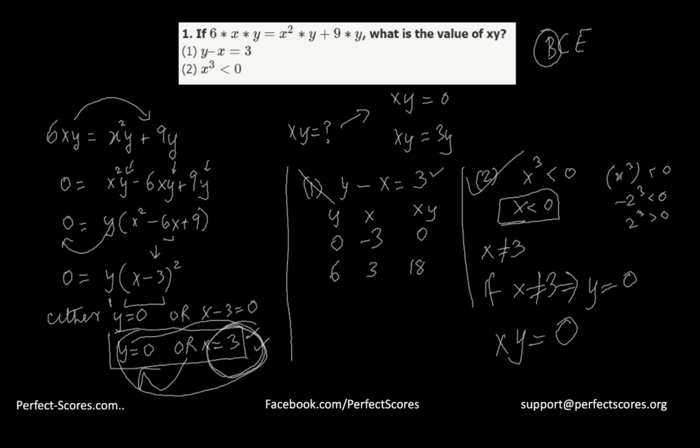Right? So just to reiterate the second statement, if x cube is less than 0, that means x is less than 0. If x is less than 0, that means x cannot be 3. If x cannot be 3, that means y has to be 0, because these are the two possibilities that are there. If y has to be 0, that means xy will have to be 0, because it doesn't matter what the value of x is. If y is 0, then xy is 0. Right? So let's move on to the next question.